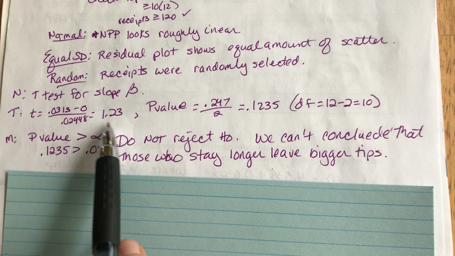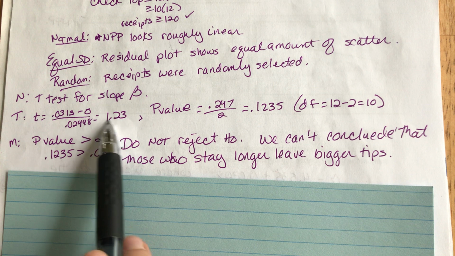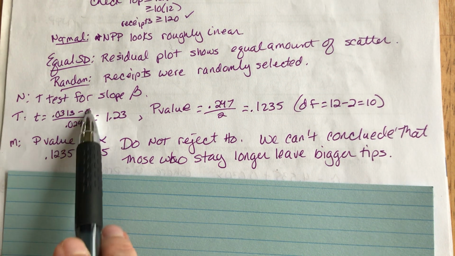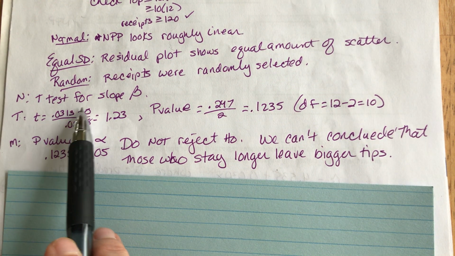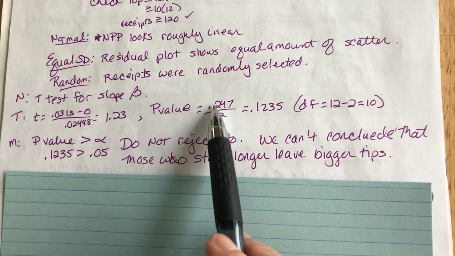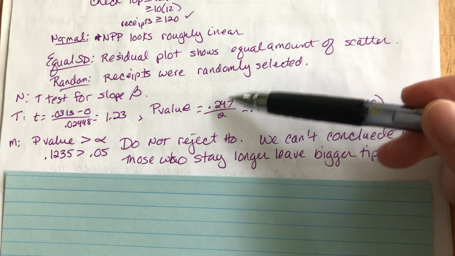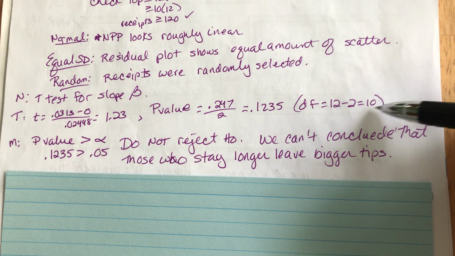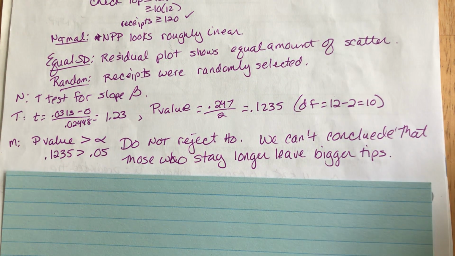Your test statistic, you can just get the value from the front, or you should know how to plug it into the formula. Remember, it's lowercase b minus beta over the standard error of b. Your p-value, you're going to take the p-value on the front and you're going to cut it in half using 10 degrees of freedom because it's n minus 2.